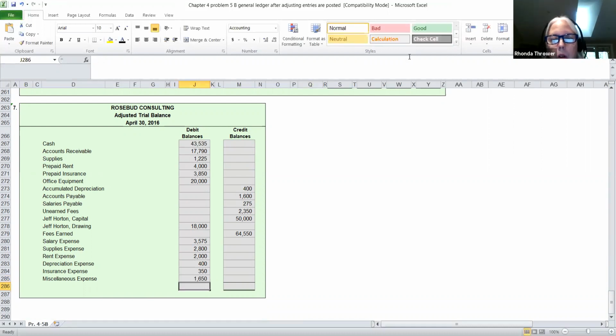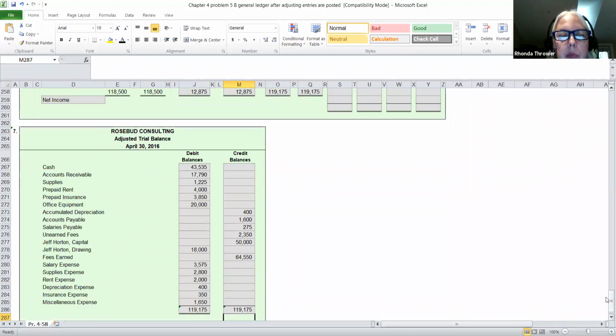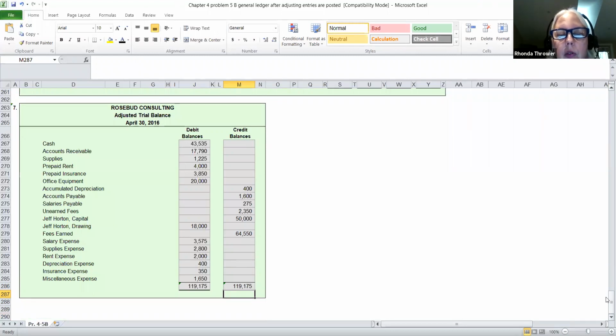And then we're going to total all these up. We're going to total this side up. And the two are in balance. And so that's all we needed to do for our adjusted trial balance. The next step is to prepare your financial statements from this adjusted trial balance. So I'm going to stop sharing and we're going to do a new video for that.